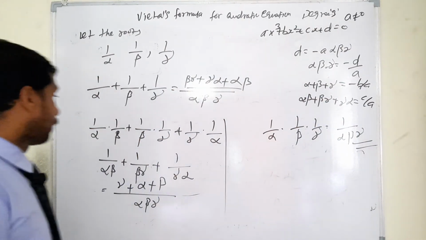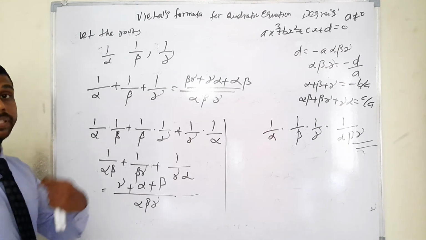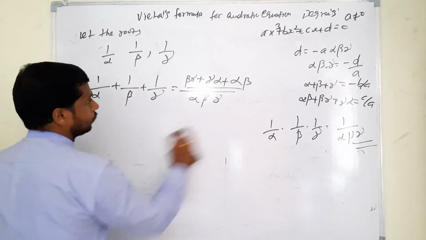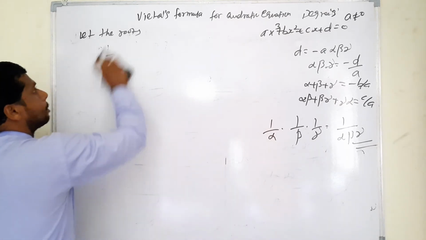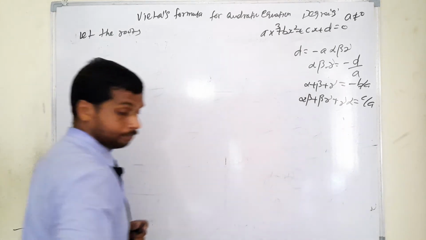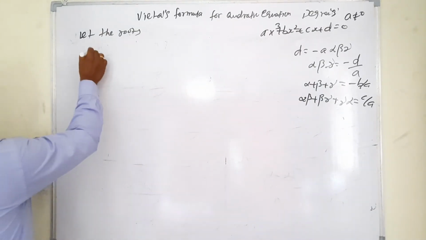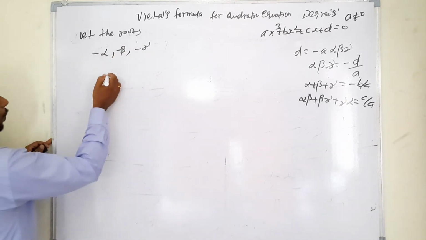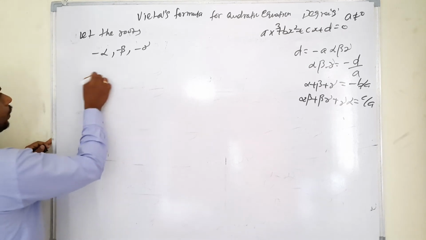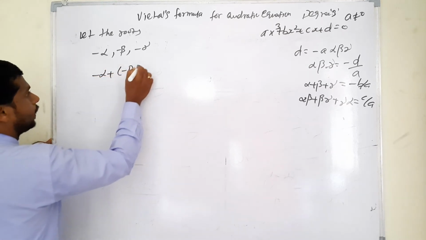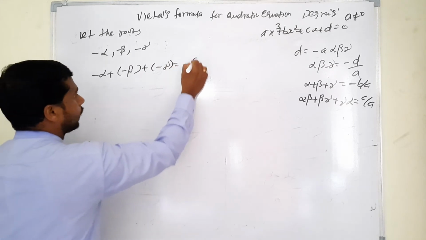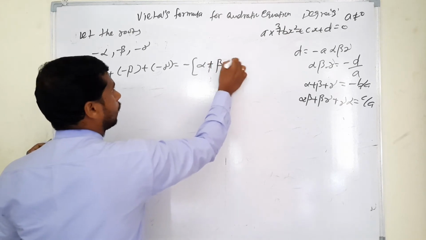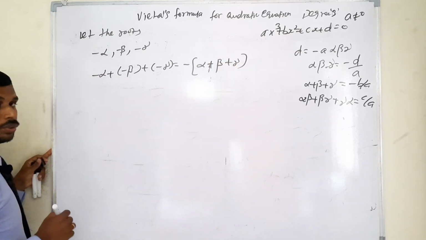Now one of the important terms: minus α, minus β, minus γ. So let the roots be -α, -β, -γ. The sum of the roots taken one at a time means -α, -β, -γ is equal to minus, taking common outside, (α + β + γ). This is the sum of the roots taken one at a time.